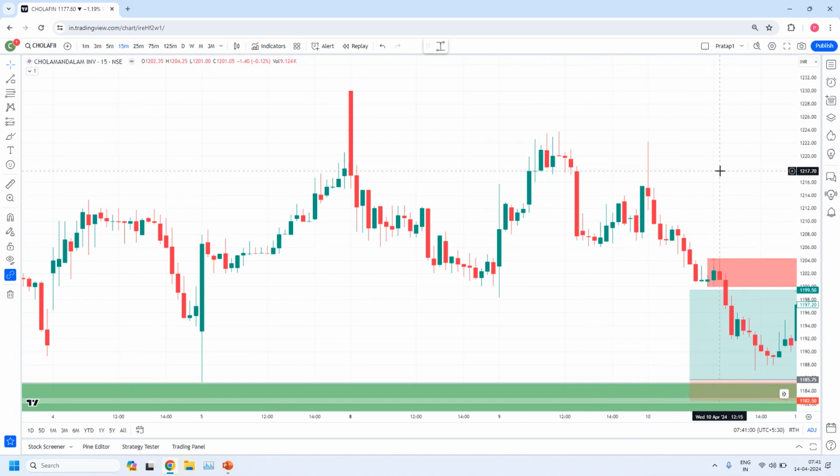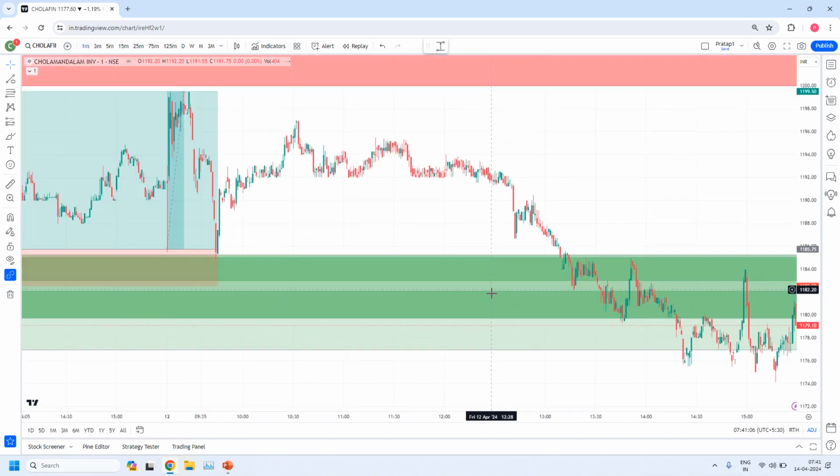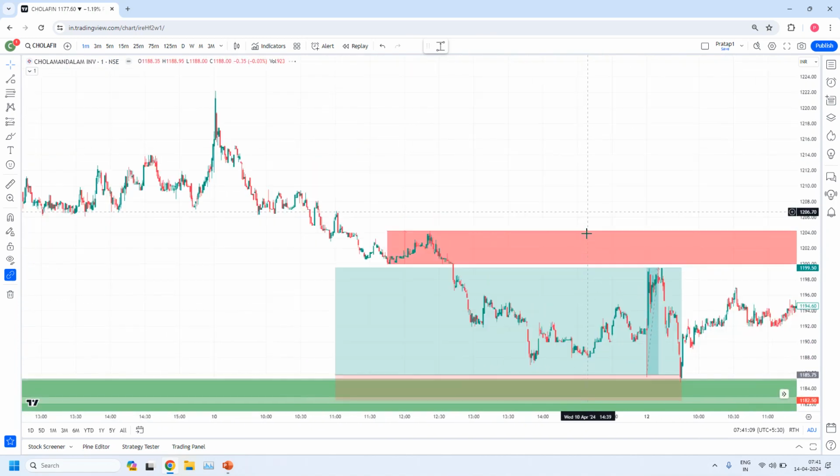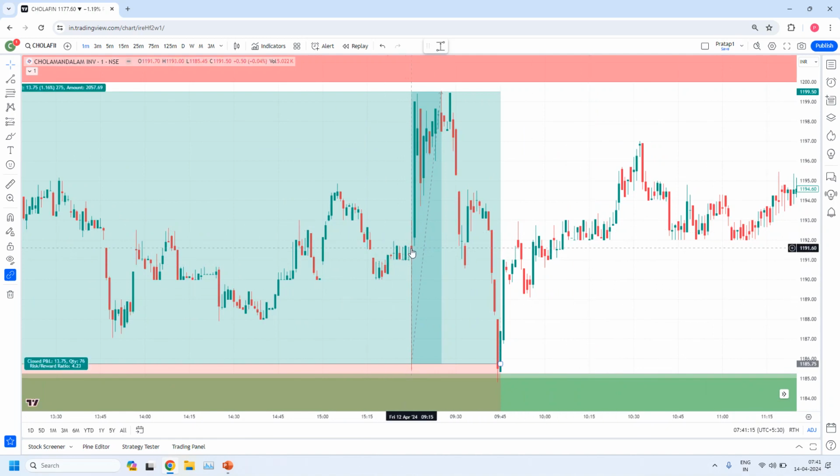Now market started. Let me go to 1 minute time frame to bring some clarity. See here, prices entered inside this. You would have got a trade. But some people avoid trading on the 9-15 candle due to huge volatility. But for some people it is an opportunity also. That way you would have got a trade in case you took a trade on the 9-15 candle. If you avoided, you would have missed this trade.